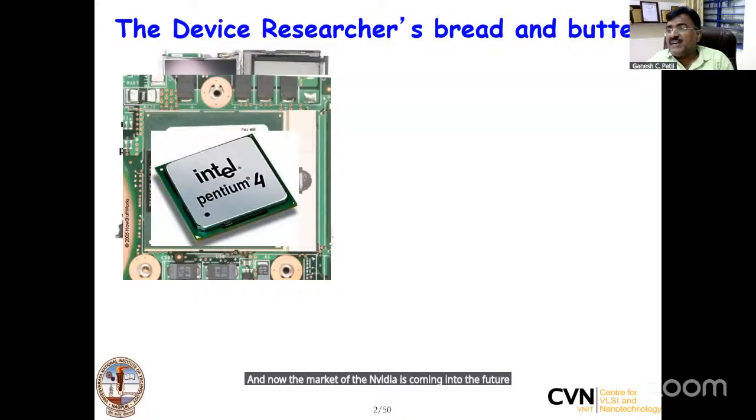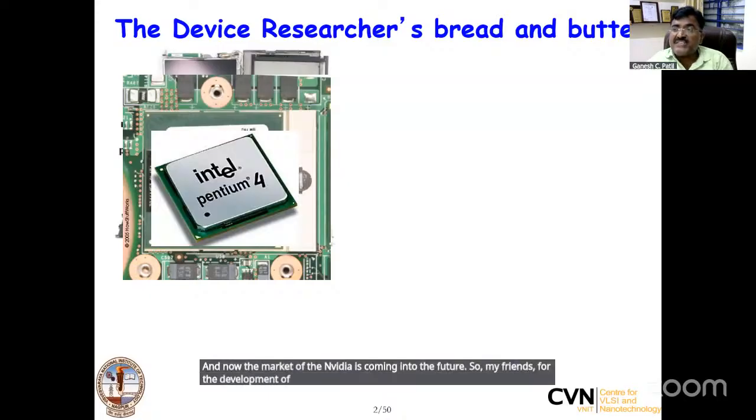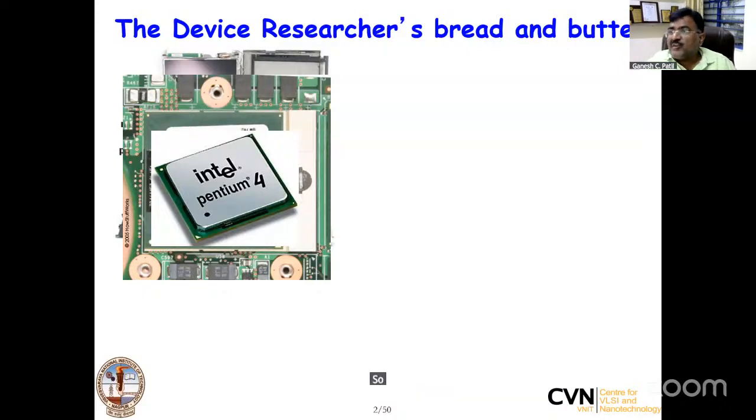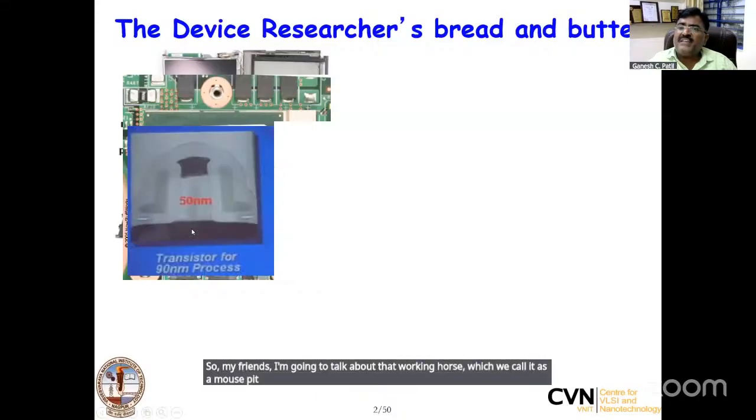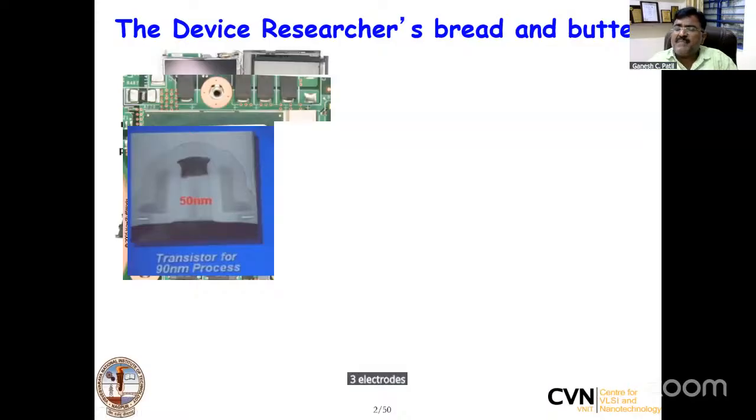So my friends, for the development of processors, we require a simple tiny block, which is the workhorse of today's semiconductor industry, and we name that workhorse the MOSFET. I'm going to talk about that workhorse. This MOSFET looks like this: there will be a source, drain, and the gate. These are the three electrodes. This is just a sample snap of a 90 nanometer process which has been developed.